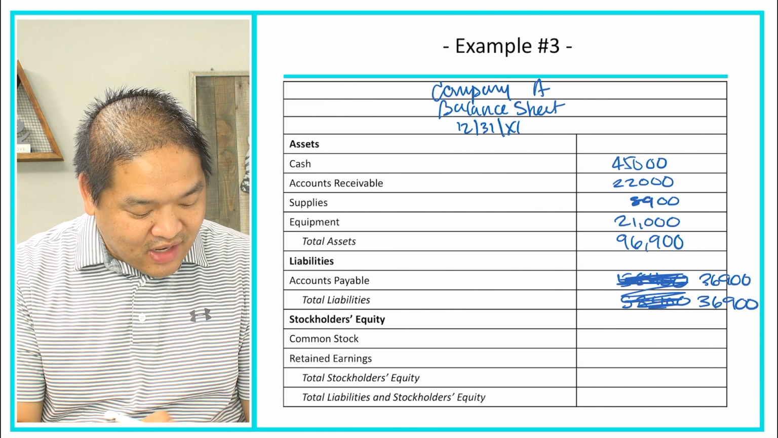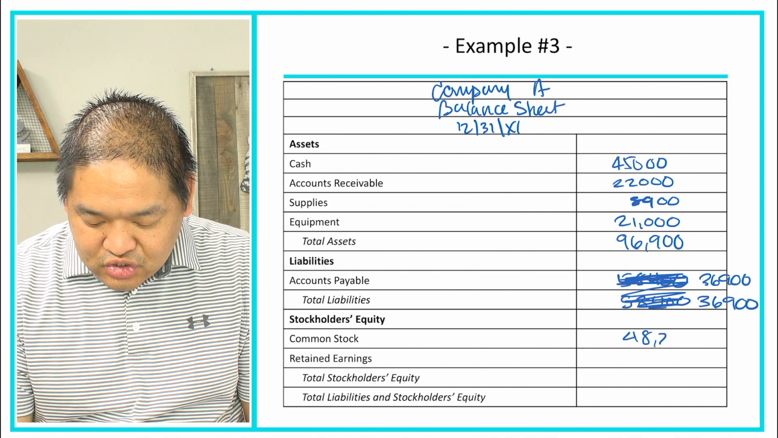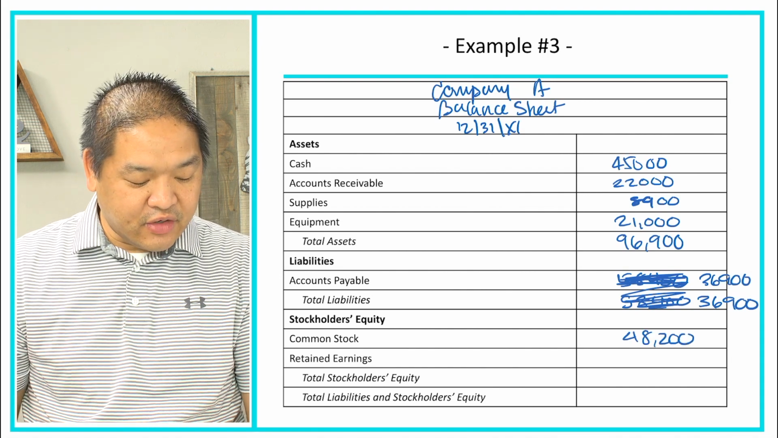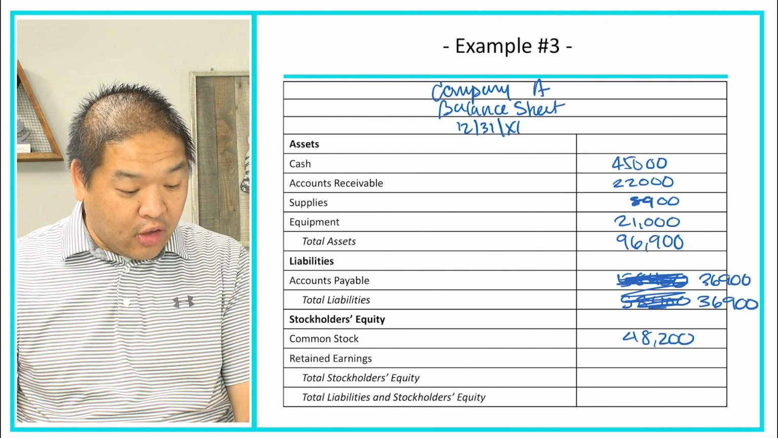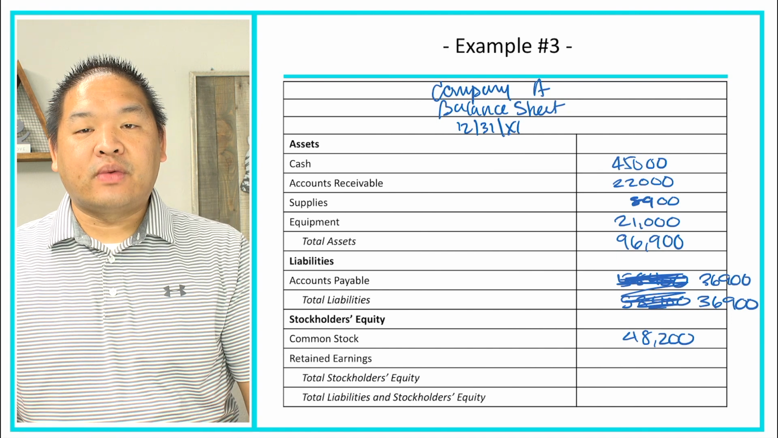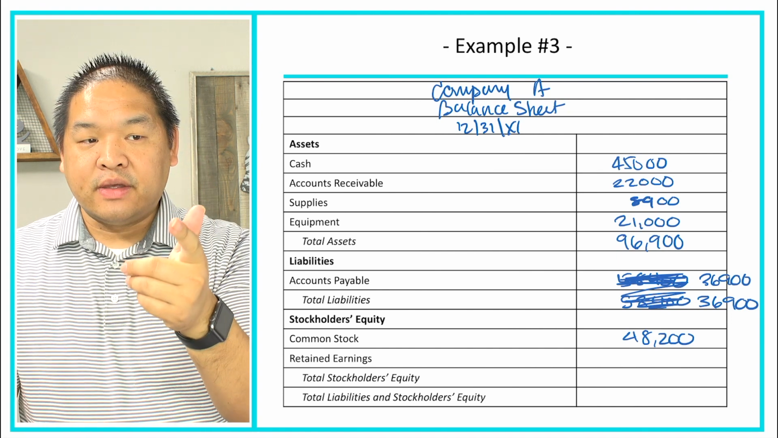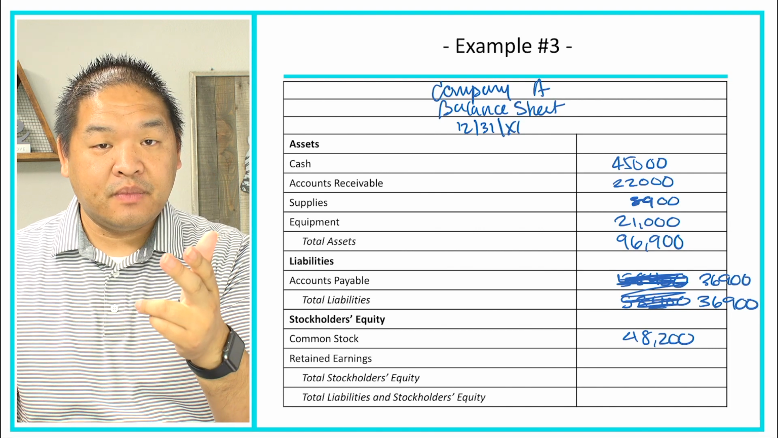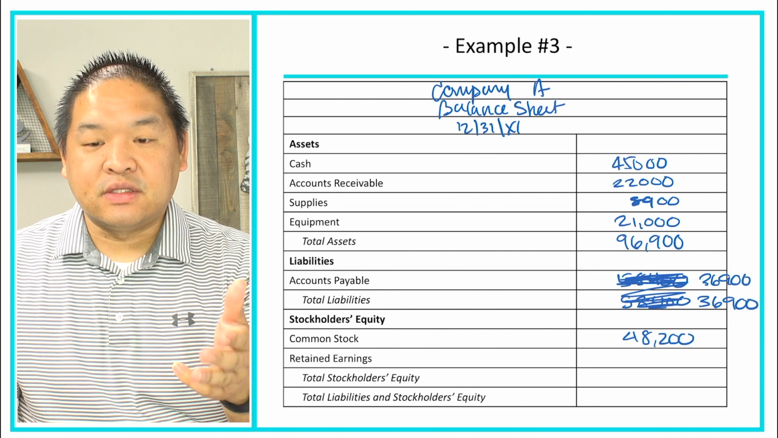If we look, common stock was $48,200. So common stock, $48,200. And then retained earnings. Well, if you notice, I don't see any retained earnings at all on this sheet. Well, what do we know? Well, we know that retained earnings, we can calculate that, right? We start with beginning balance plus net income or minus net loss, and then subtract dividends.